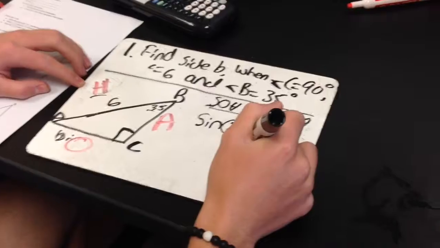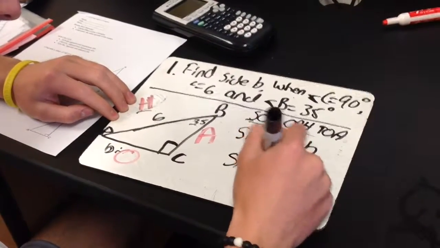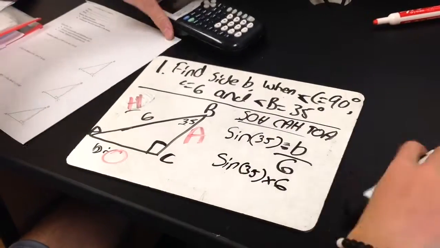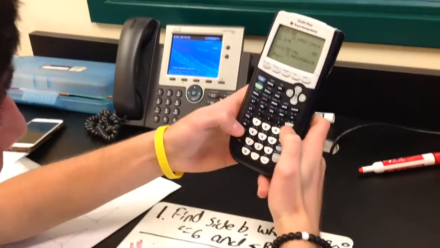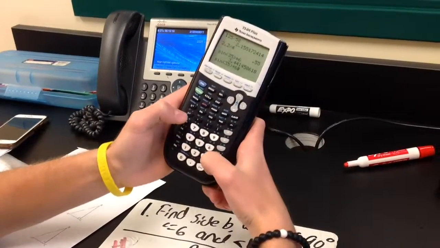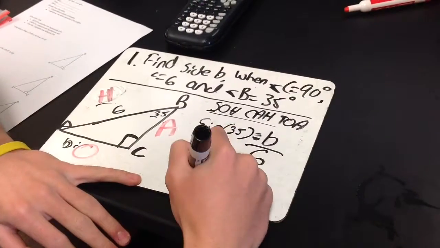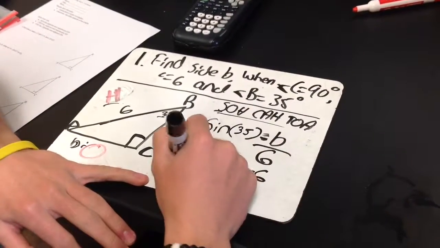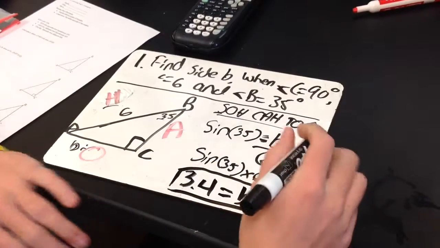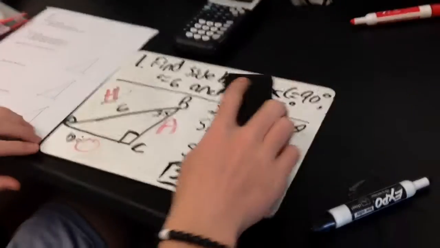So, you do a little cross multiply. So, sine 35 times 6. So, you use your calculator, and you do sine 35 times 6, and you should get 3.4. And that will be your side B as your final answer. So that's just how you figure that out. And now, in a couple minutes, I will teach you how to find angle A. Stay with us.